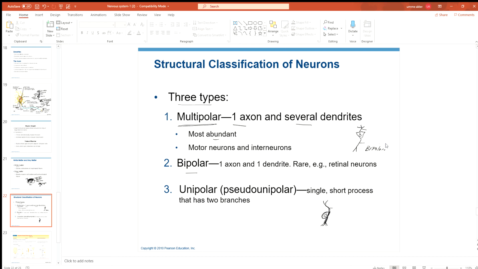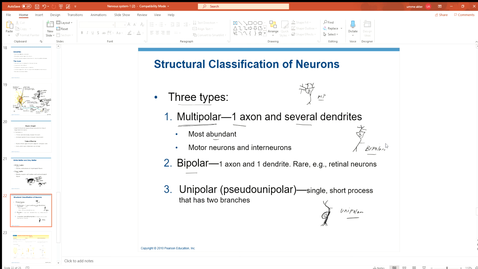So multipolar is like this. I did already draw before. Multiple short branching dendrites, that is multipolar. Most common type. This is bipolar, one axon, one dendrite, and only one axon is unipolar.